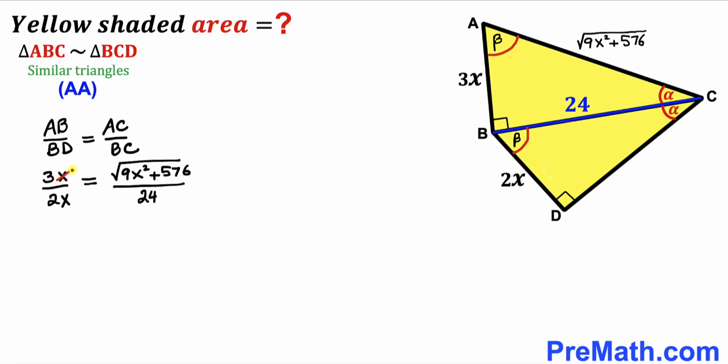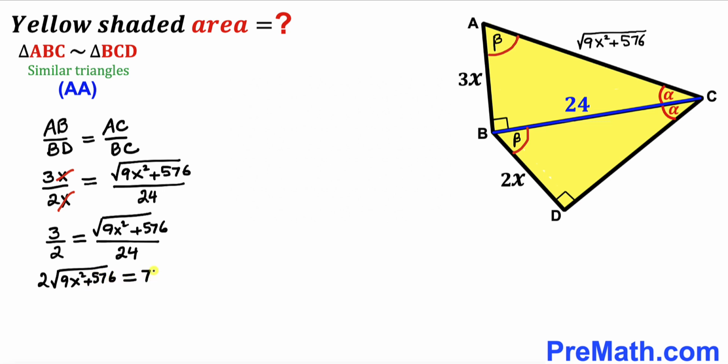Now we can see this x cancels out with this x, and now we are going to cross multiply. Therefore we can write down 2 times the square root of 9x squared plus 576 equals 72. Now we are going to divide both sides by 2. This 2 and 2 cancel out. So we got the square root of 9x squared plus 576 equals 36.